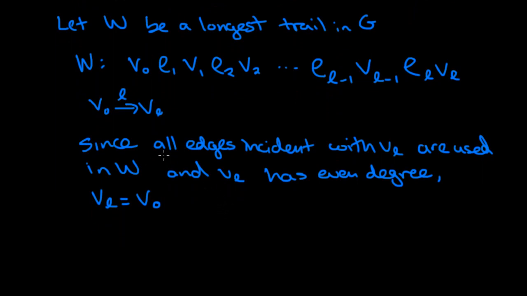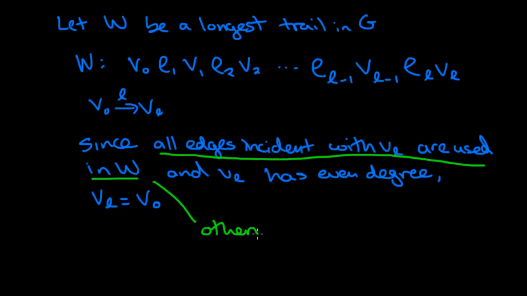But let me just be extra careful here, and I just want to make sure that it's clear. All edges incident with V L are used in W. The reason for that is that otherwise W could be extended to a longer trail.